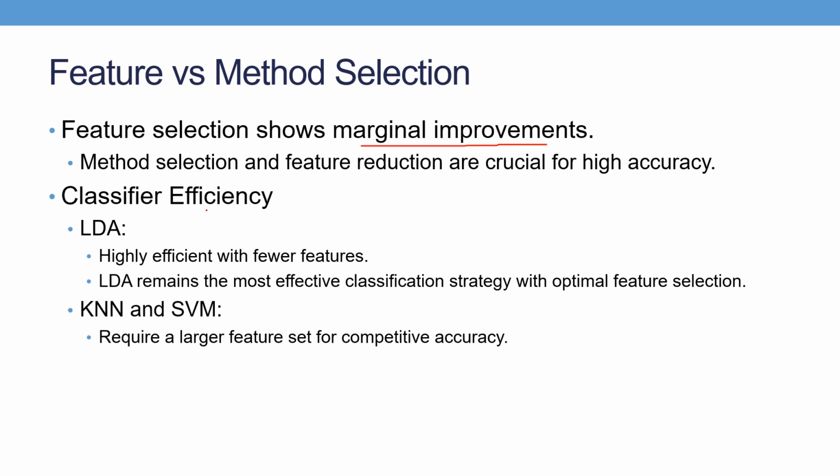In terms of classifier efficiency, LDA is highly efficient, using fewer features with the best results. And KNN and SVM require larger feature sets to get a competitive accuracy.